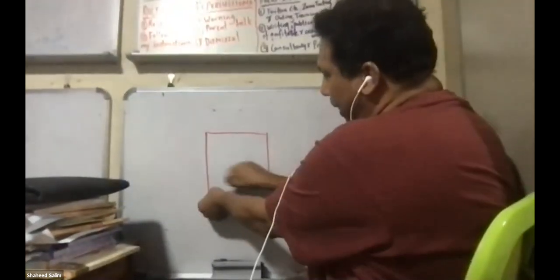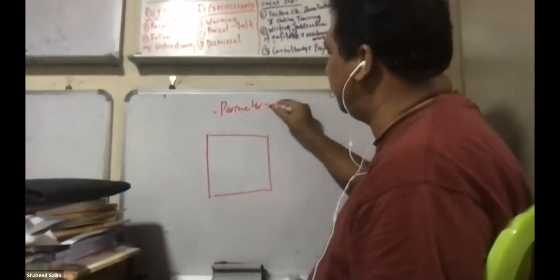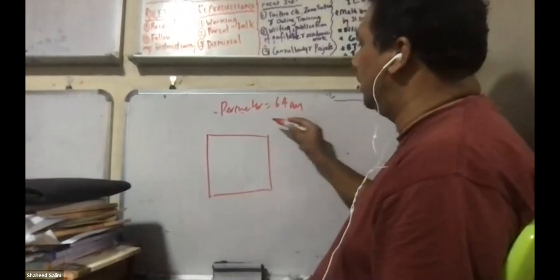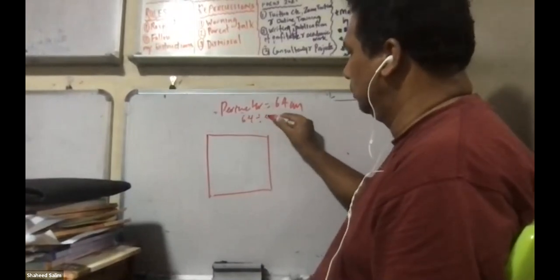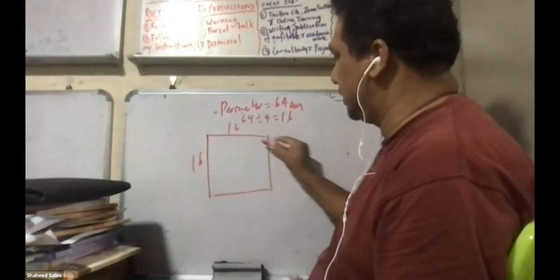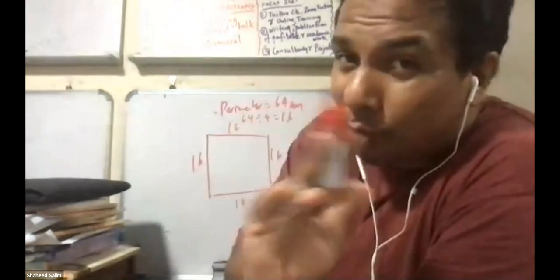Now, if the perimeter is 64, then to find one side of the square, you divide by 4. You get 16. This is perimeter, 16.